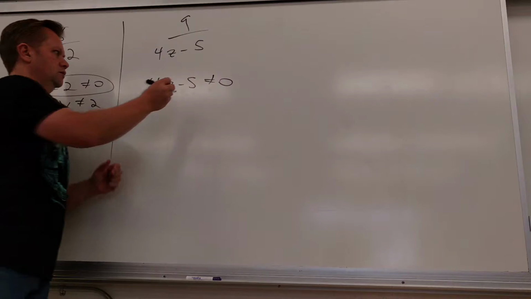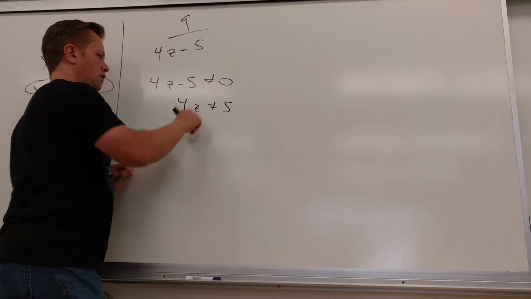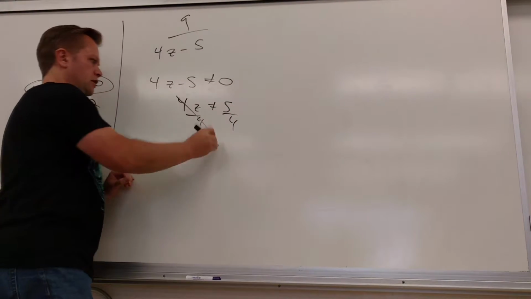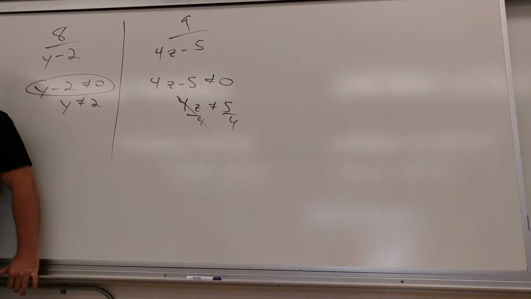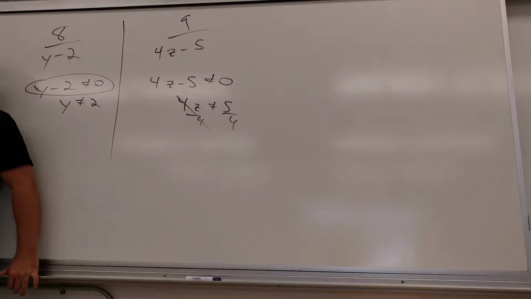Add 5, and then divide by 4. So z can't be 5/4. So you set it basically to 0. Yeah, exactly. I like it.